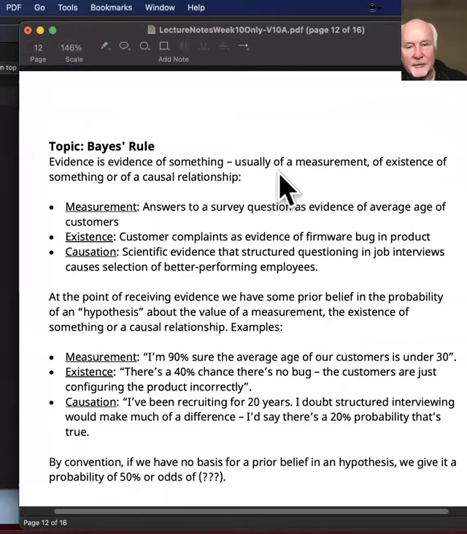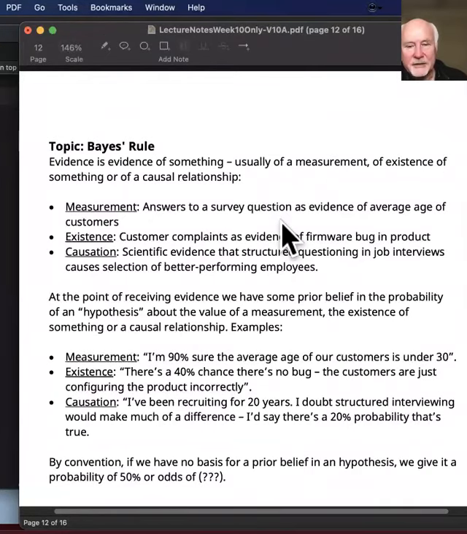So for example, a measurement here about the average age of customers. Well, you can describe that in terms of perhaps not causation, but association. So the idea being that someone being your customer causes or is associated with them being of a certain average age.